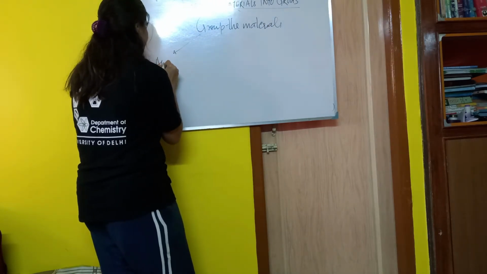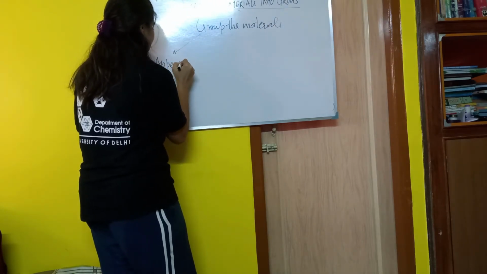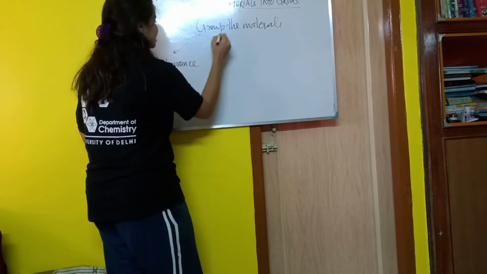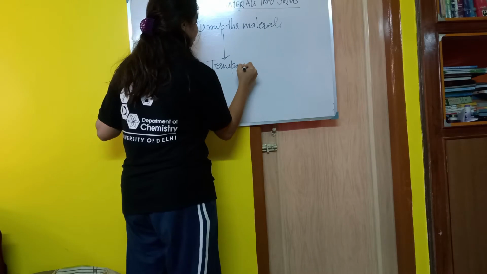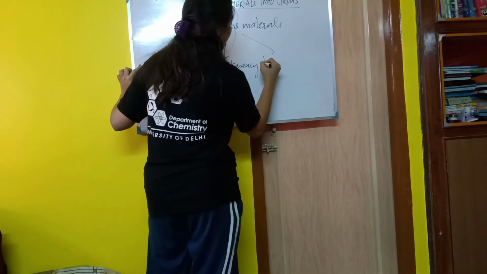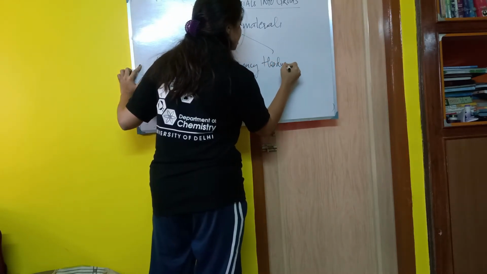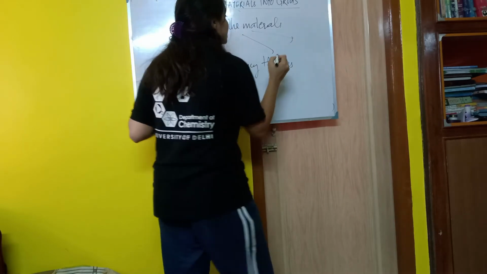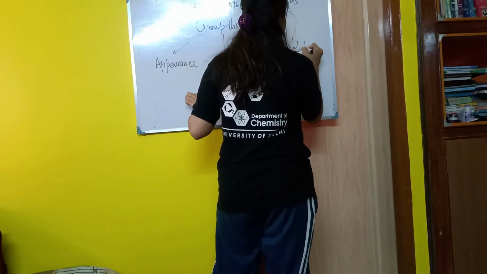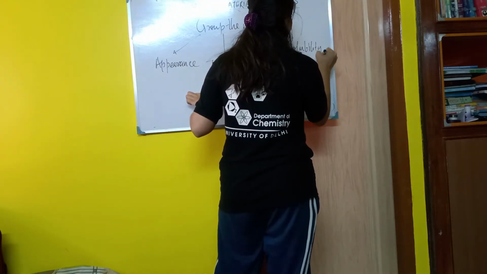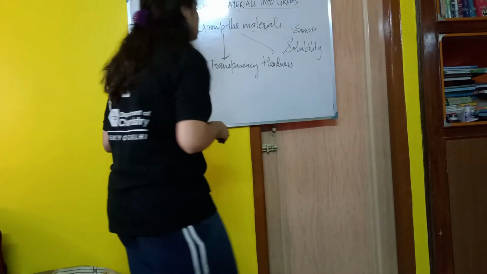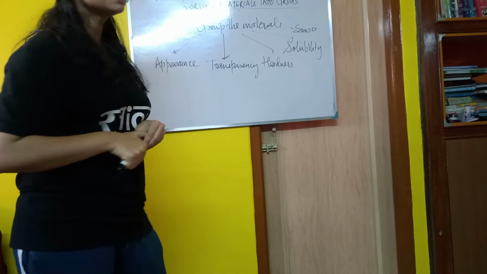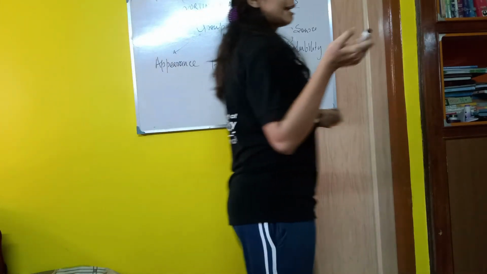One is appearance. Second is transparency. Third is hardness. How hard is the material? Fourth is solubility. And the last one is source. That means from where we can get them.